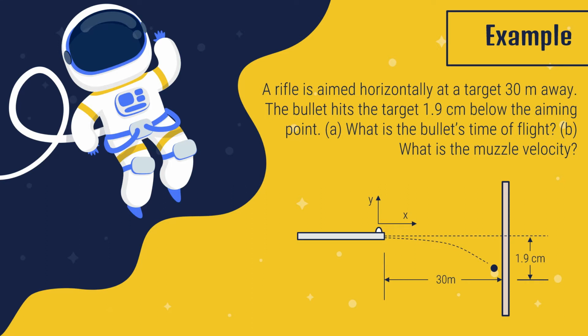For our first example, a rifle is aimed horizontally at a target 30 meters away. The bullet hits the target 1.9 centimeters below the aiming point. What is the bullet's time of flight? What is the muzzle velocity?